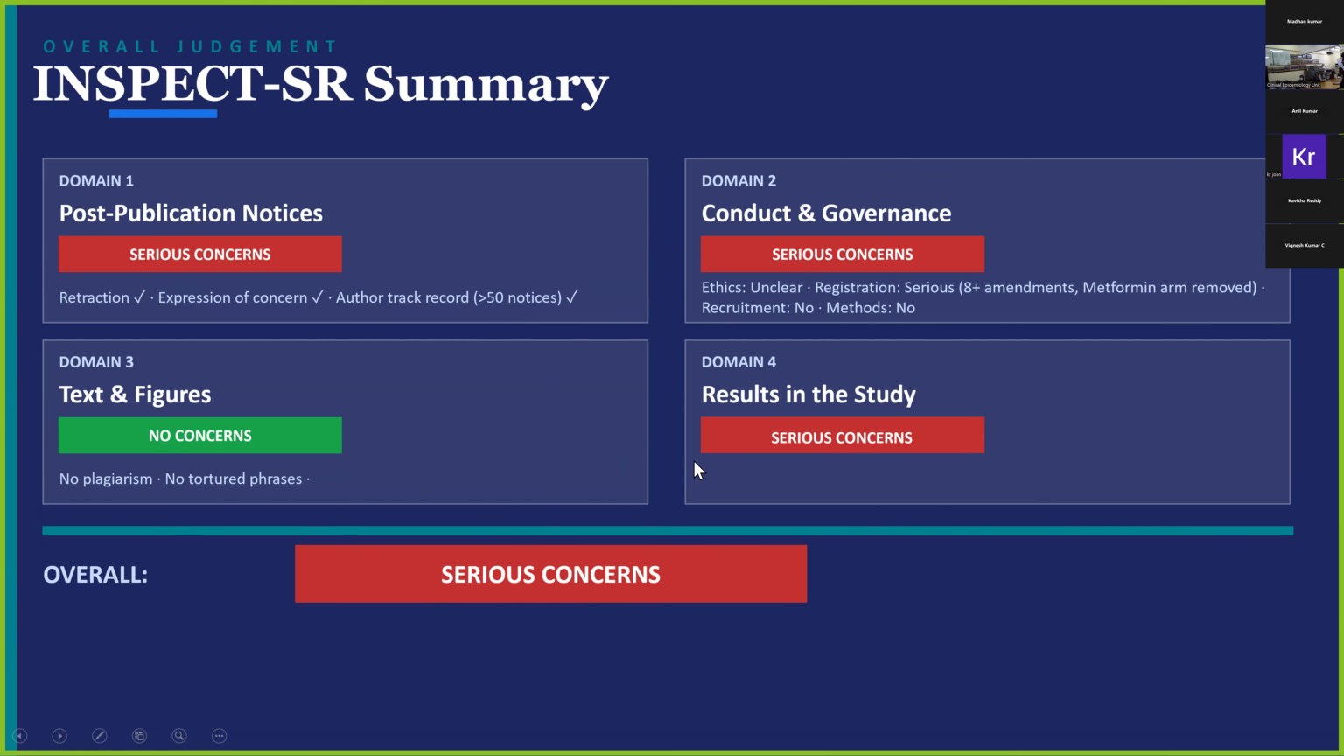And for results in the study, we noticed that in the per protocol analysis, the numbers were different in the text and the CONSORT diagram per se. And this was the main reason why we had given serious concerns. Hence, overall, for concluding this INSPECT-SR checklist, I'd like to give serious concerns for the trial per se.